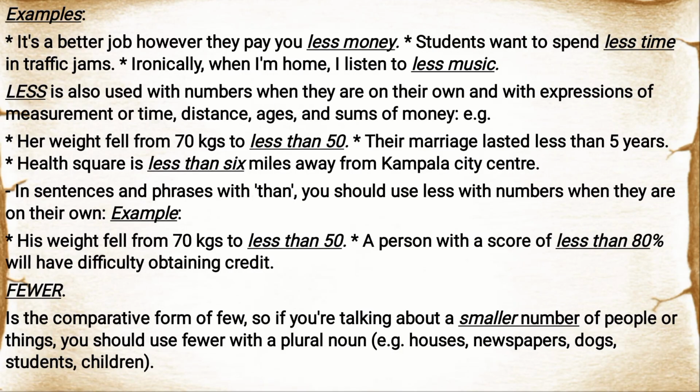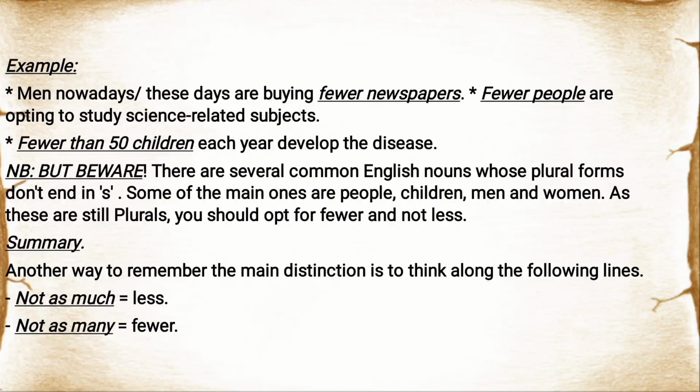Fewer is the comparative form of few, so if you're talking about a smaller number of people or things, you should use fewer with a plural noun, e.g. houses, newspapers, dogs, students, children. Examples: Men nowadays are buying fewer newspapers. Fewer people are opting to study science-related subjects. Fewer than 50 children each year develop the disease.